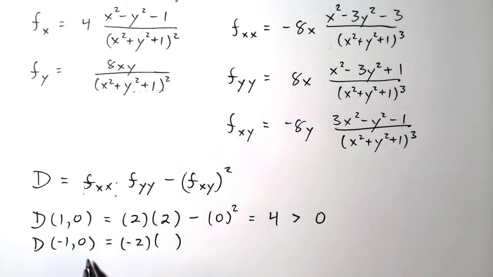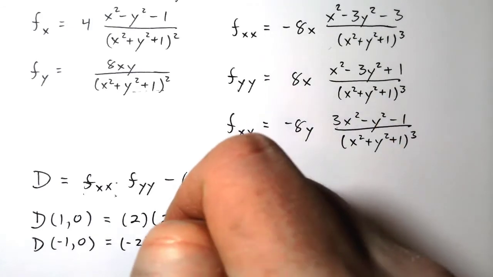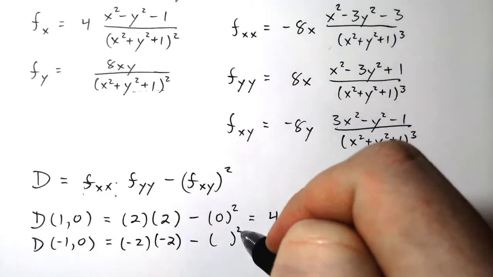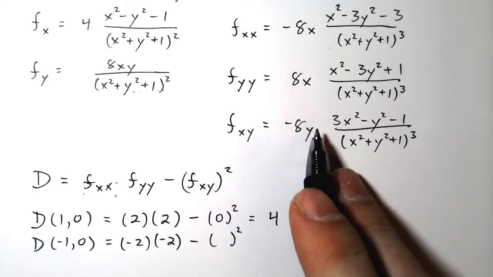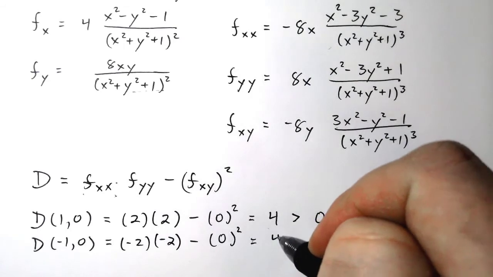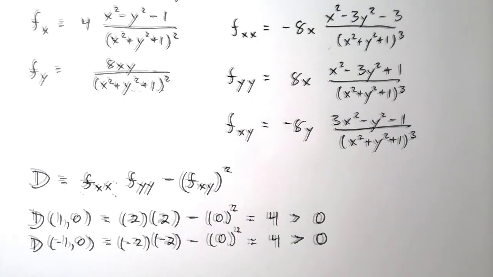Now let's plug -1, 0 into fyy. What do you get? Again, you get -2. And if you plug it in to fxy over here, well, again, if y is 0, then this whole thing is 0. So you get 0. And we get +4. The important thing is that it's greater than 0.